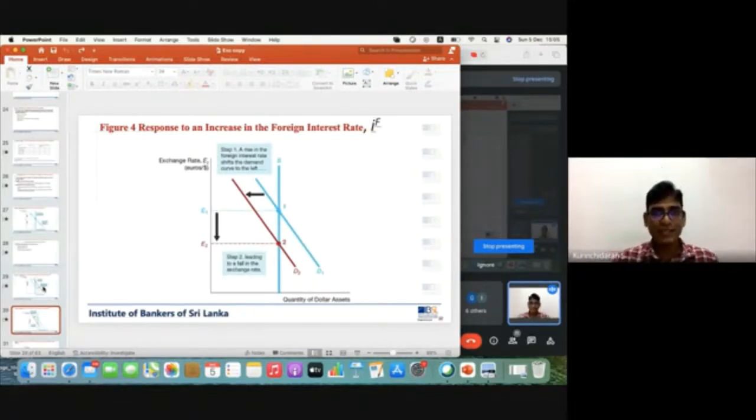Okay. The second, foreign interest rate. Response to an increase in a foreign interest rate. What will happen when the foreign interest rate increases? Now the investors, like the earlier scenario, go to foreign assets, not the domestic assets. So the preference has now shifted from domestic assets to foreign assets. If you see, the foreign investors switch their investment, maybe from Sri Lanka to other countries, wherever they get a better return, right? Sometimes even if you get a better return, the risk factor works the other way around, right?